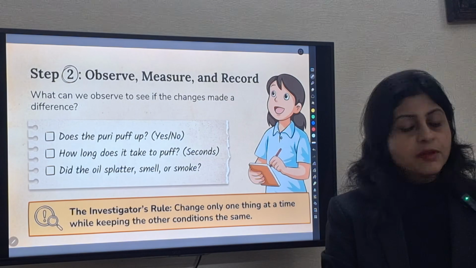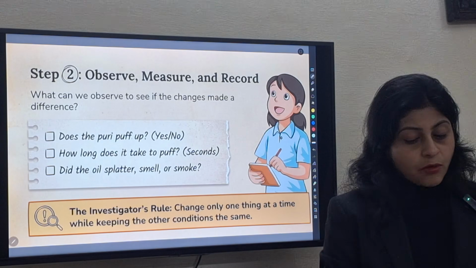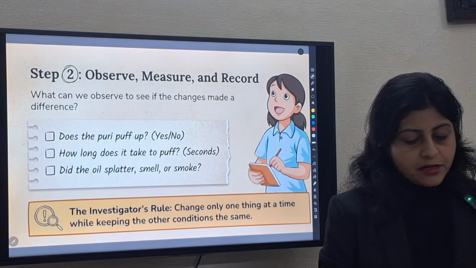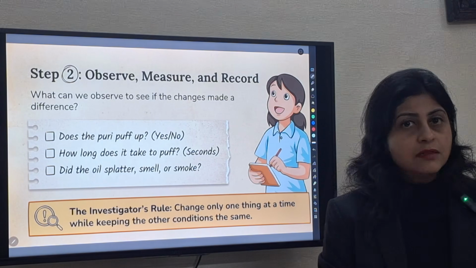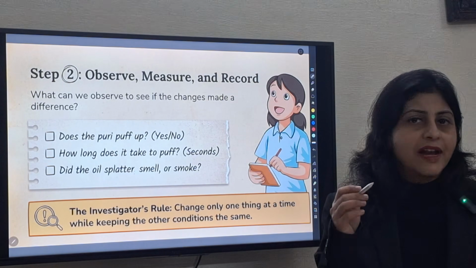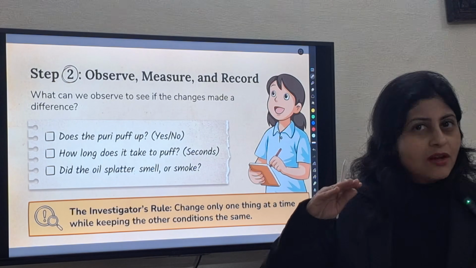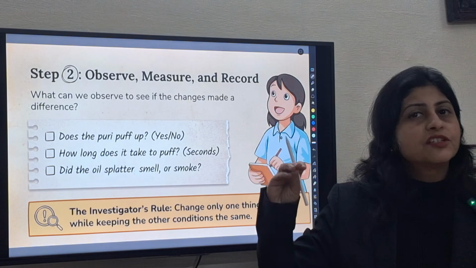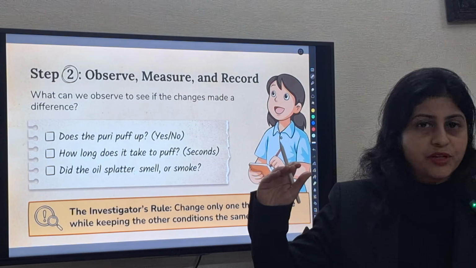Does the puri puff up? Yes or no? How long does it take to puff? How many seconds? Did the oil splatter, smell or smoke? What does it mean? It means, was the oil at a low temperature, a mild temperature, or a very hot oil at a high temperature?